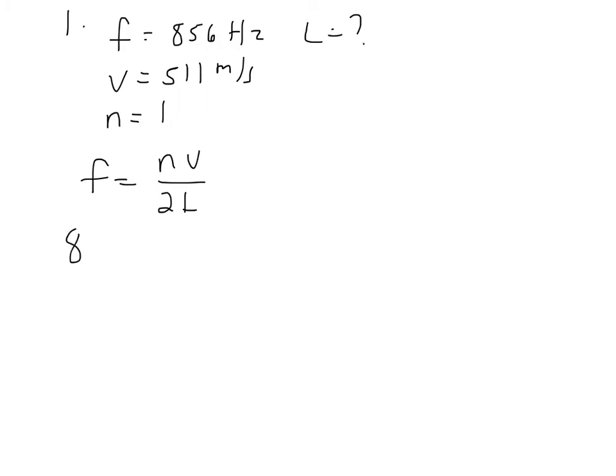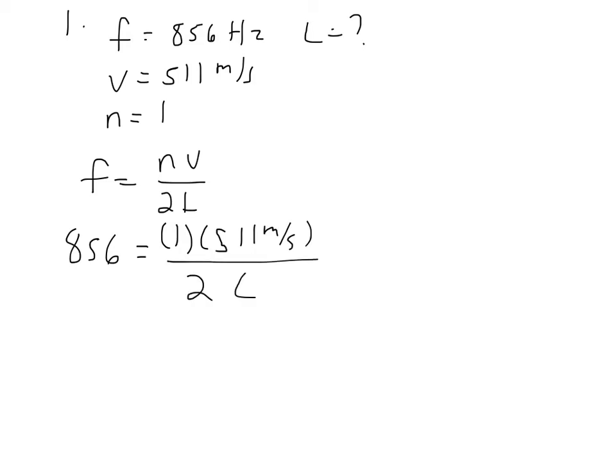So you're going to say 856 equals 1 times 511 meters per second, all over 2 times L. And we're going to multiply both sides by 2L, and then divide by 2 times 856 to find L. And when we do that, we get L equals 0.30 meters. And that's our answer for L.